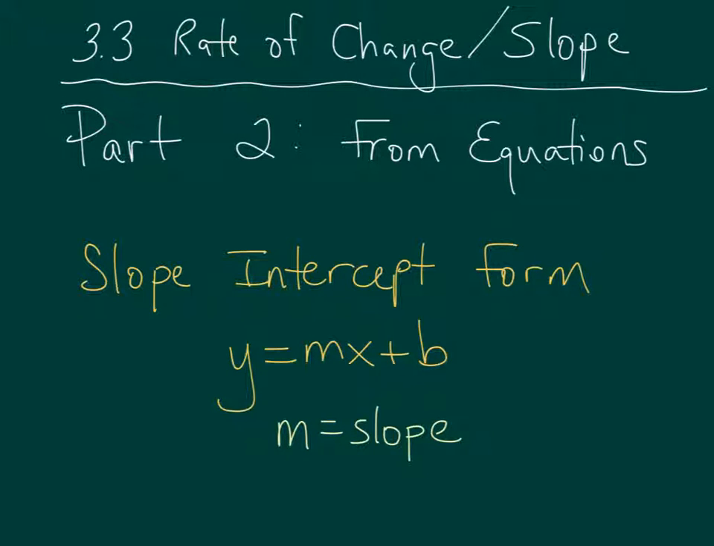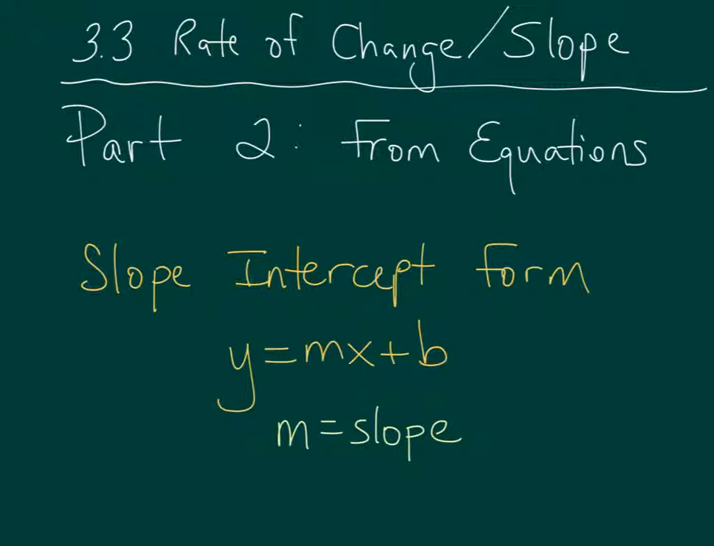Okay, so now we're still doing rate of change or slope, but now we're doing it from equations. Now, if you're given an equation in what's called the slope-intercept form, it's in this form right here, y equals mx plus b. Okay, that's an important form. We're going to be doing a ton with it.